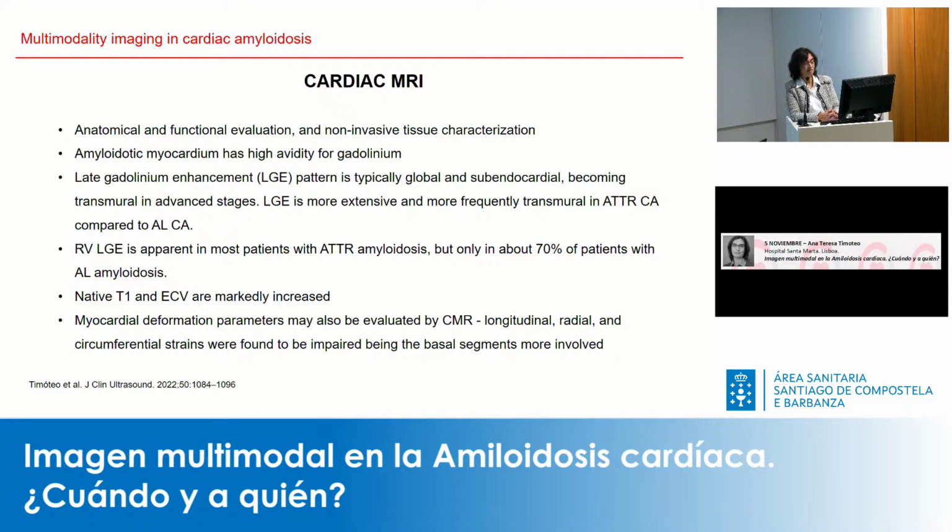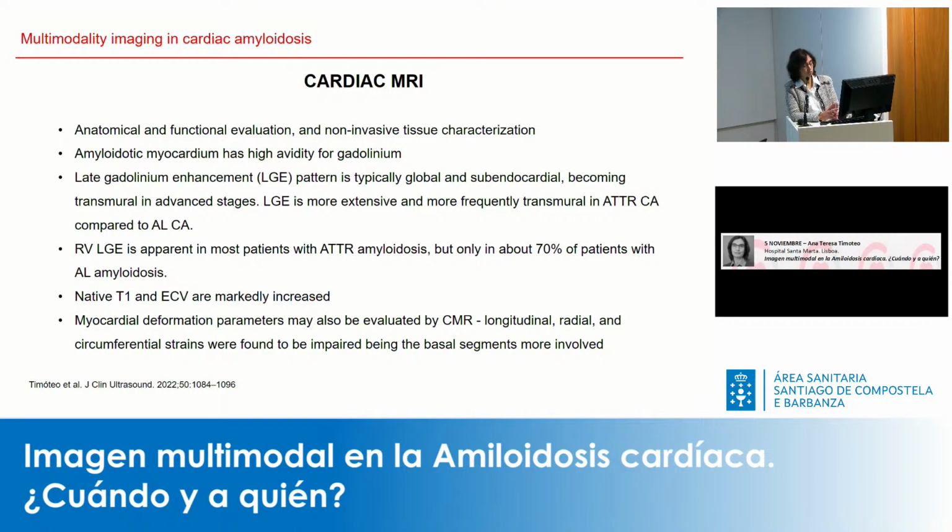It is a non-invasive imaging modality that allows for tissue characterization. And what is important is that the amyloidotic myocardium has a high avidity for gadolinium. So the late gadolinium enhancement pattern is typically global and subendocardial, becoming transmural when we have advanced stages. It is more extensive and more frequently transmural in the ATTR form compared to the AL form. We can also have late gadolinium enhancement involving the right ventricle, which is also more frequent in ATTR amyloidosis.